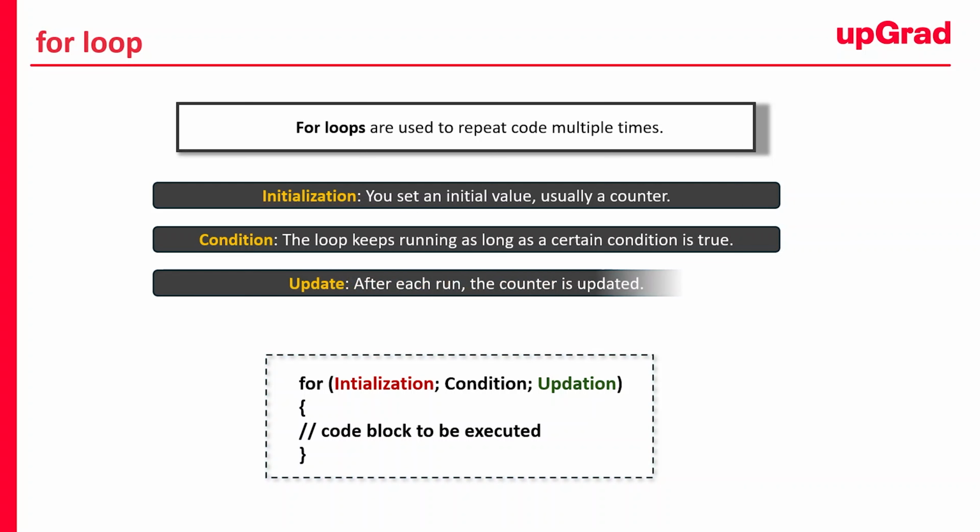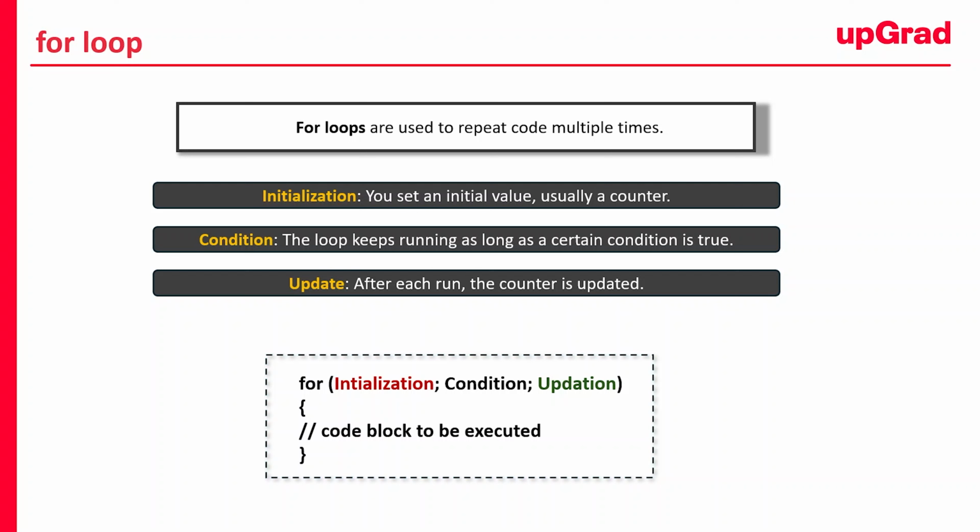Then there is updation or update. After each iteration, the loop control variable, that is the counter, is updated. This usually involves changing the variable's value to move closer to meeting the condition for the loop to stop. So this update can be incrementing, decrementing, or some other modification of the variable.